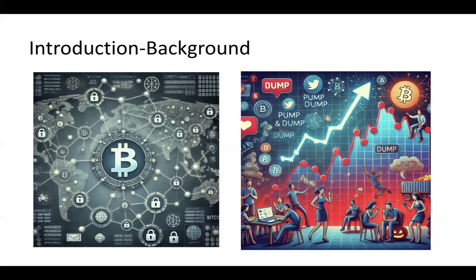The manipulators use social media to spread false information, drawing in unsuspecting investors and driving the prices up, only to sell off at a peak, causing prices to crash and leaving others with losses. So detecting and preventing such schemes is crucial for maintaining market integrity and investors' confidence. In this study, we will explore methods to identify these fraudulent activities and discuss ways to enhance the security and reliability of the crypto market.